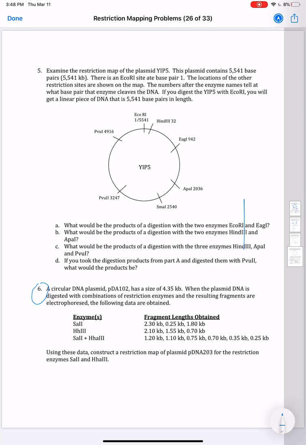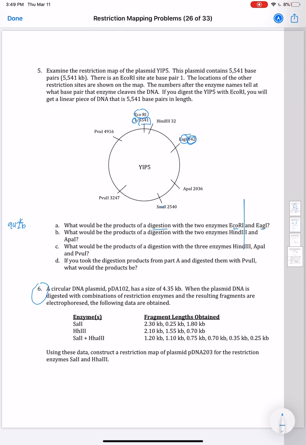Basically, it wants to know what would be the products of a digestion. So it's wanting to know how many bases long something's going to be. So if we're digesting with the two enzymes EcoRI and EagI, it's going to cut here, it's going to cut here, and that's all. So this piece is going to be between base 1 and 942. So we would say that it's 942 base pairs long. Okay? And then again from 942 all the way back around to 5541. So whatever that subtracts out to be. But these two numbers together should accumulate to that total of 5,541 in length.